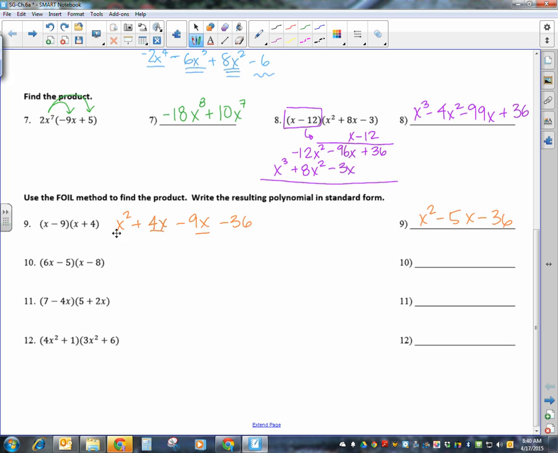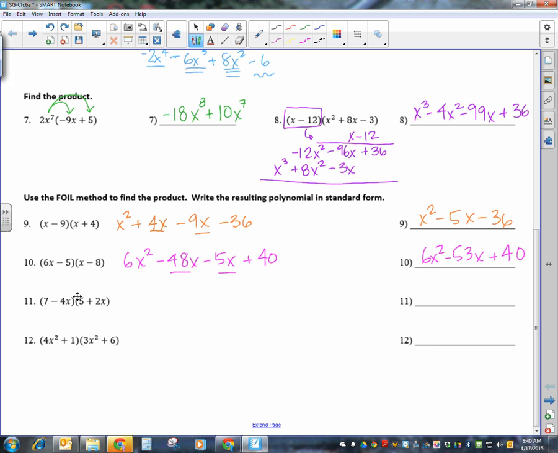Okay, again, first terms. 6x times x is 6x squared. Outside, 6x times negative 8 is negative 48x. Inside, minus 5 times x. And last, minus 5 and minus 8 is positive 40. Again, my two middle terms combine, giving me 6x squared minus 53x plus 40.